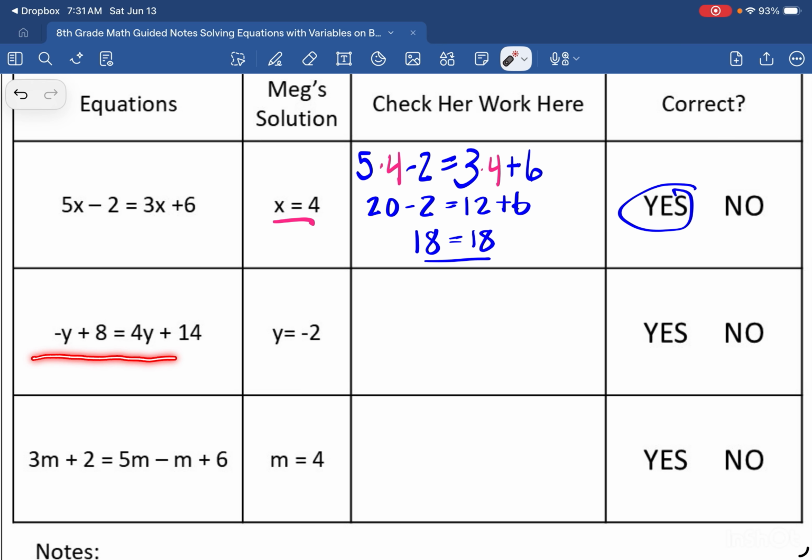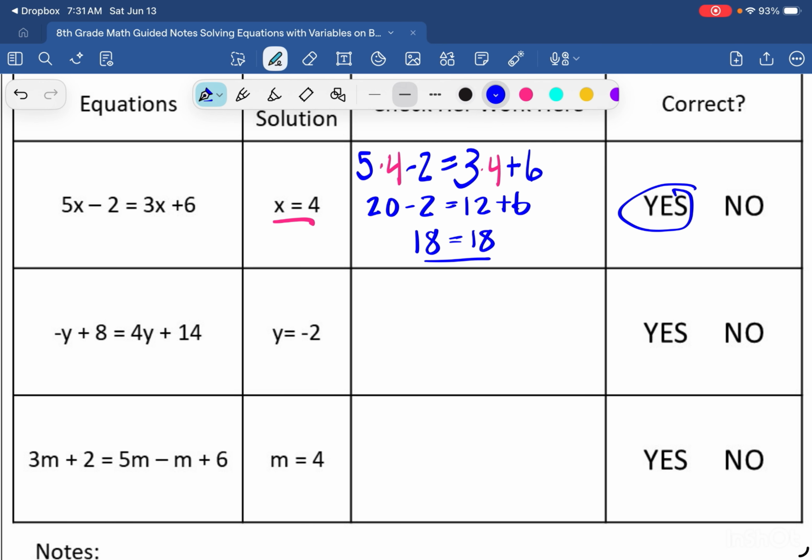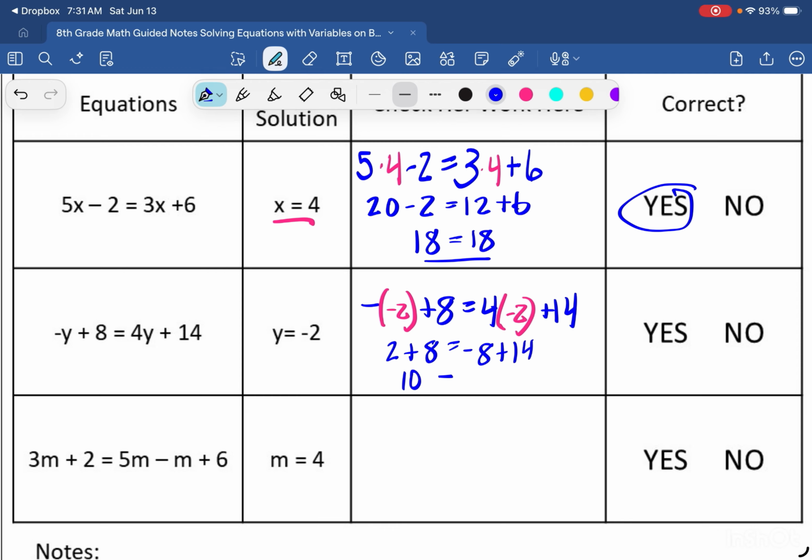Negative y plus 8 equals 4y plus 14. So we have a negative y, and her y is a negative 2. So I'm going to use parentheses there. Negative y plus 8. Does that equal 4 times her y, negative 2, plus 14? So a negative 2 is 2 plus 8. 4 times a negative 2 is negative 8 plus 14. 2 plus 8 is 10, and negative 8 plus 14 is 6. 10 does not equal 6. I know that she solved the problem incorrectly.